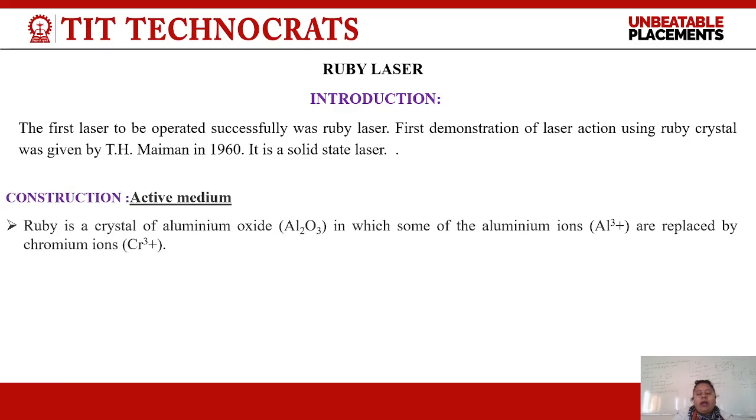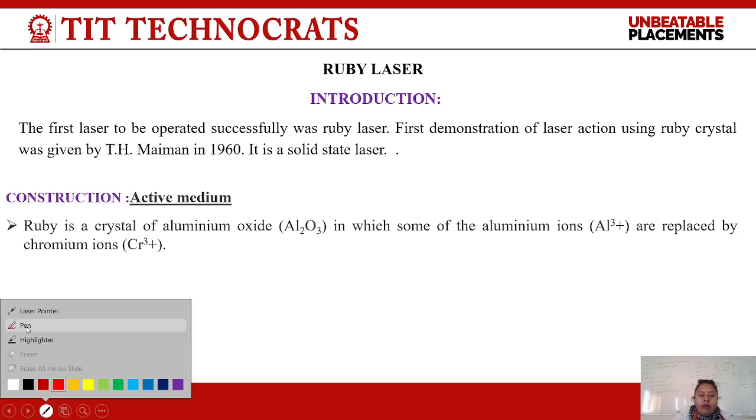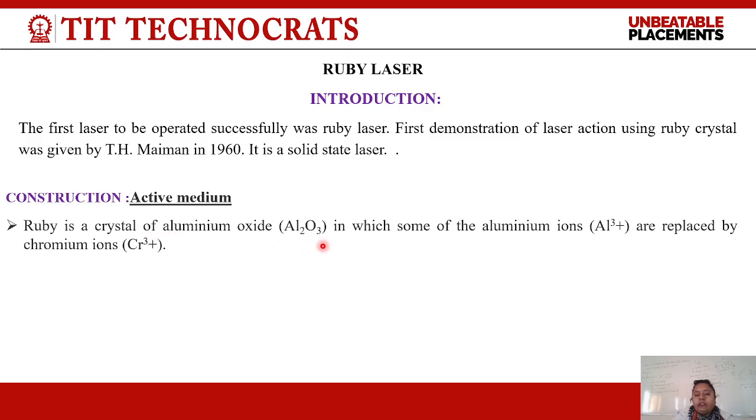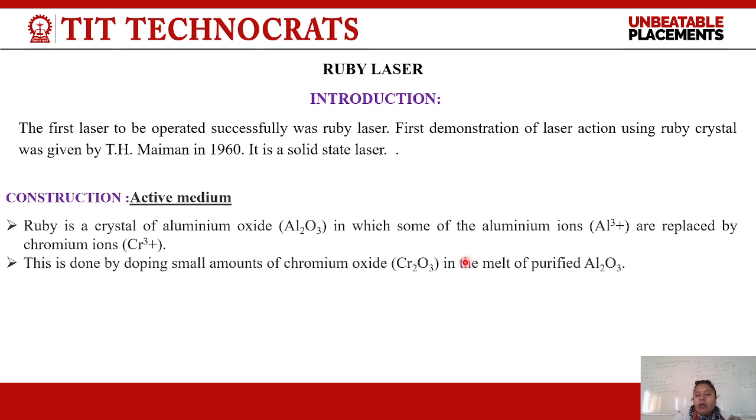As you know, in any laser, from the point of view of construction, the first thing is the active medium. What is the active medium? Active medium is basically a medium where we are performing the laser action. So in Ruby laser, we make the active medium with the help of chromium oxide, as you see here, doped in Al2O3 with chromium ions.